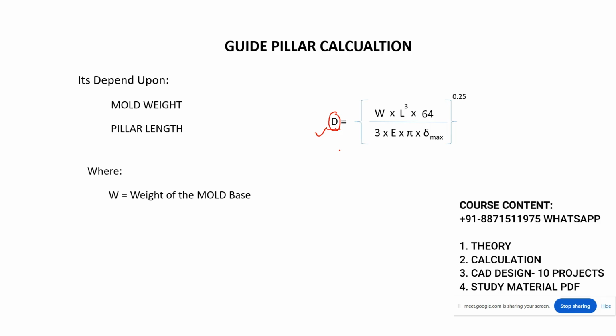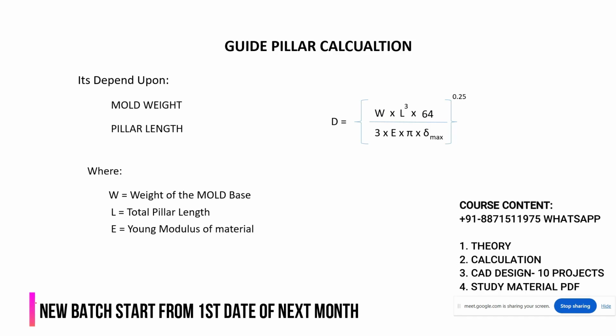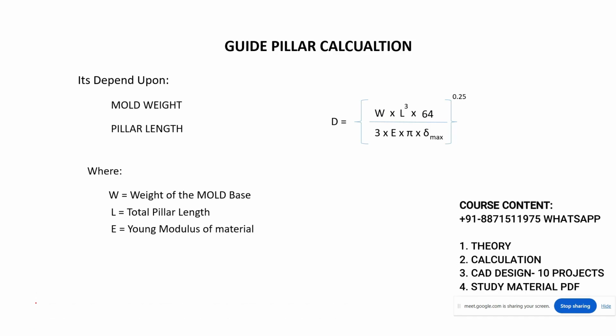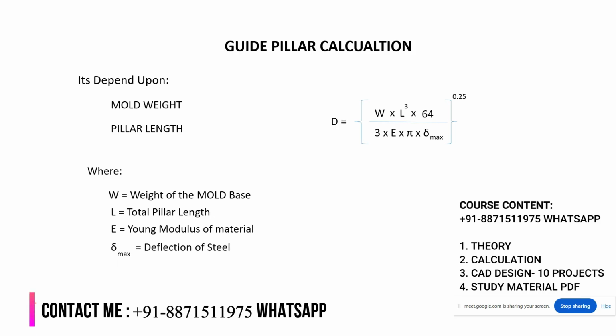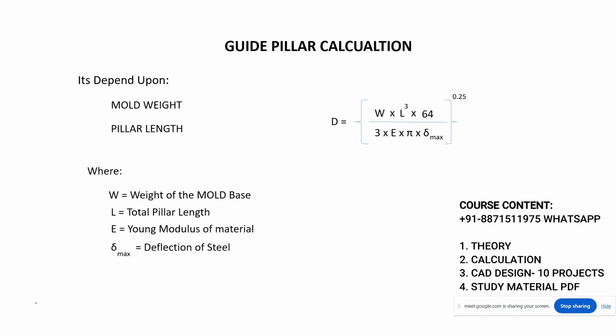Right or wrong? Yes. Okay, we have the complete mold base for the weight. And L is nothing but the total pillar length. How do we decide the pillar length? Any idea? No? Okay. E is nothing but the Young's modulus of the material, which is a constant depending upon the material we are using, right? Del max is nothing but the deflection of the steel, which we have to assume.